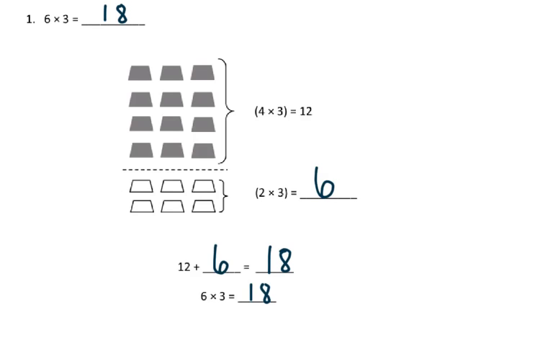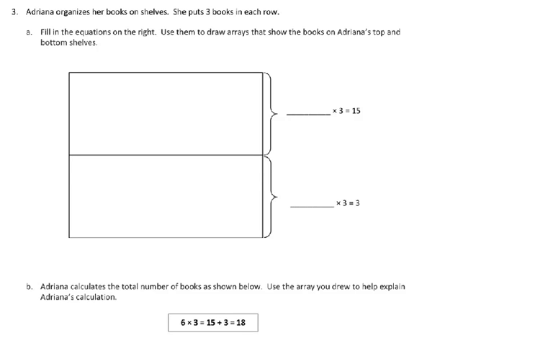And now we can move on to homework problem number 3. Adriana organizes her books on shelves. She puts 3 books in each row. Fill in the equation on the right, then use them to draw arrays and show the books on Adriana's top and bottom shelves. Okay, let's take a look at that.